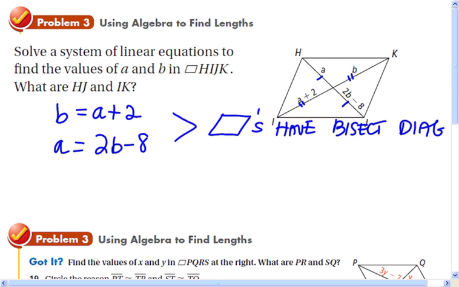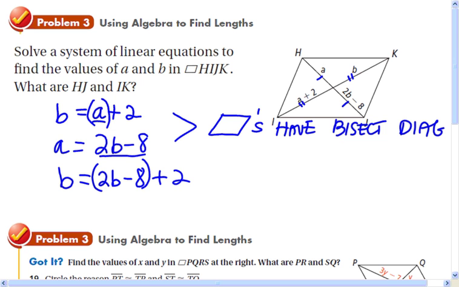So let's do substitution here next. If b is equal to a plus 2 and a is equal to 2b minus 8, and we're trying to find both values, so let's just figure a way we can substitute here. I'm going to use the first equation, but instead of this a, I'm going to put 2b minus 8 plus 2. So I'll just highlight here where I made my substitution.